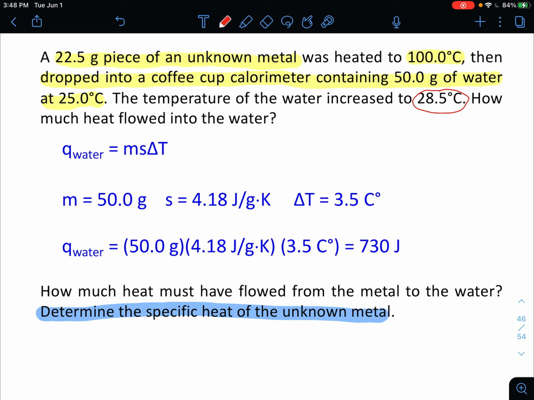So the most important thing to know about is that the metal is in the water. So this 28.5 degrees, that represents the final temperature of the metal, as well as the final temperature of the water. These two things are in contact with each other, so they've reached what we call thermal equilibrium.